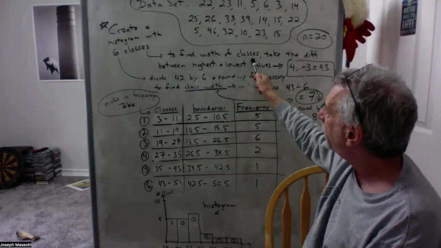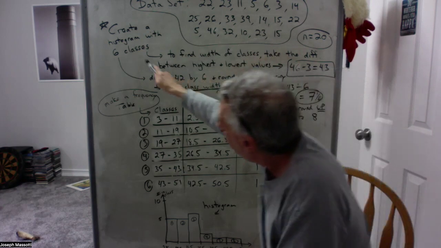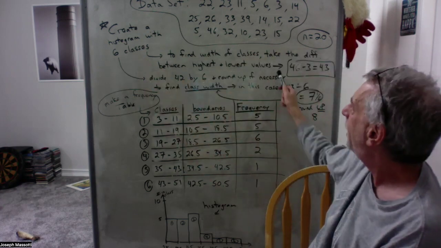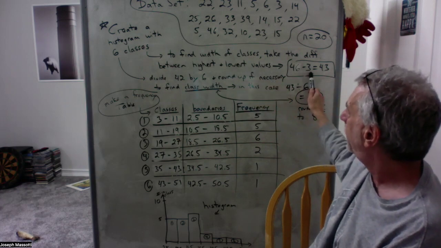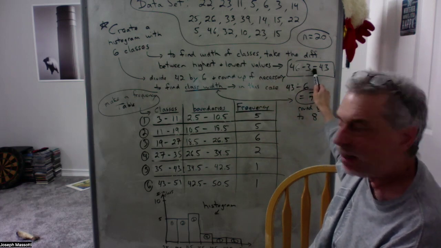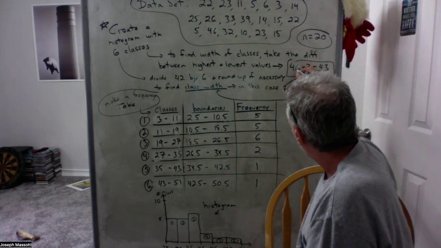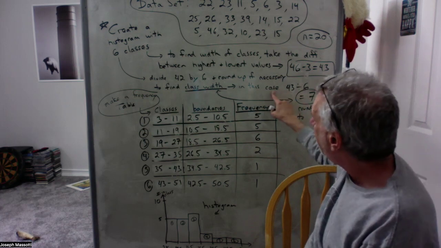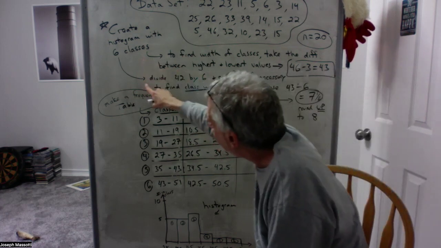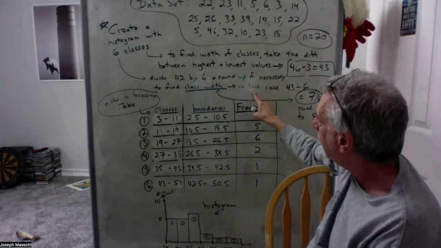To find the width of the classes with this many data points, given this data and asked to find 6 classes, we take the difference between the highest value and the lowest value. In this case, highest value is 46, lowest value is 3. So we're looking at a difference of 43. We divide that by the number of desired classes. So we round up if necessary to find the class width.